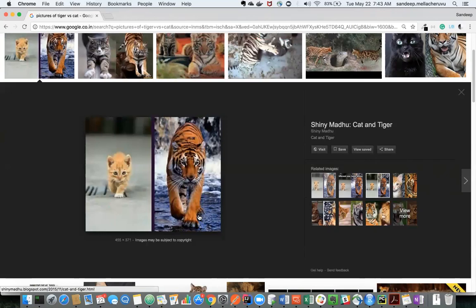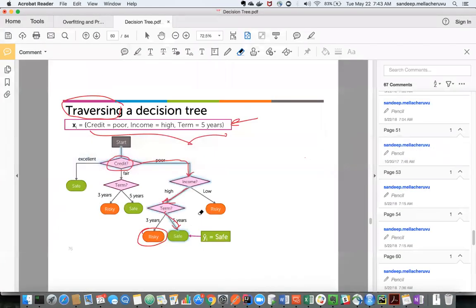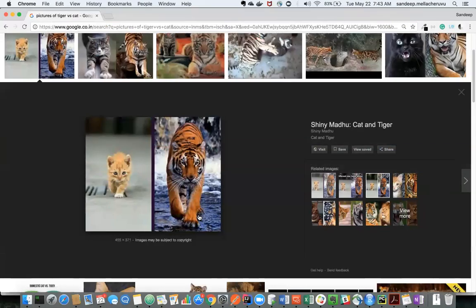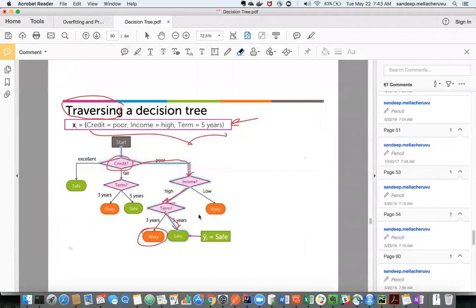Yes, Sandeep. So this tiger and cat, I can say they are black box models. So coming to the difference, white box I already showed, right? What is white box? It's a decision tree. I can show how exactly I am traversing through the tree, what are the exact rules I'm defining for safe loan and risky loan. Everything I have.